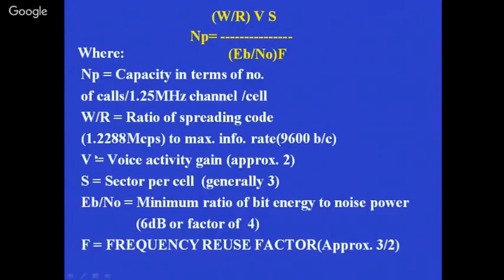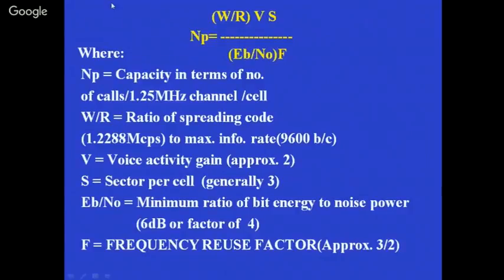W/R is the ratio of the spreading code. The voice activity factor is taken approximately 2, and the sectors per cell are generally taken as 3; 120 degree means 3 sectors. The minimum ratio of energy to noise is taken as 6 dB, and the frequency reuse factor is 3 by 2. It means these are the parameters that affect the CDMA system. In the case of GSM, there was no such provision. Either yes or no: either reduce the data rate by half or split the cell. There is more provision here.